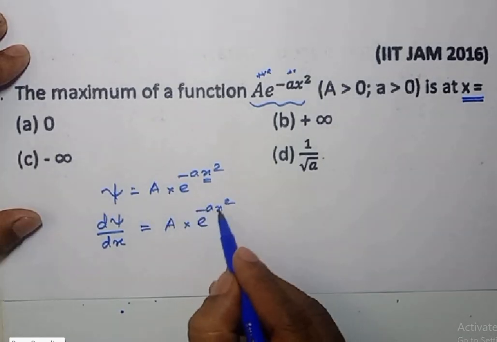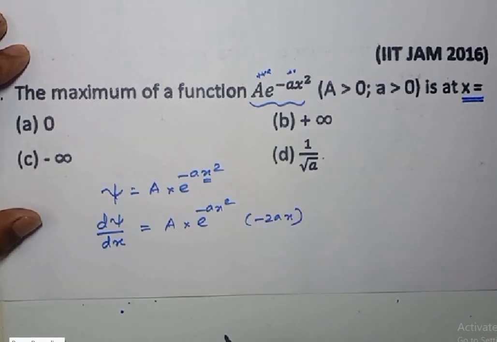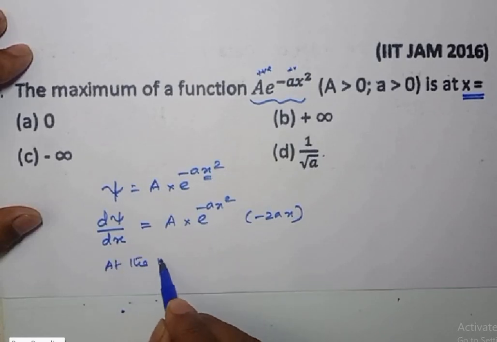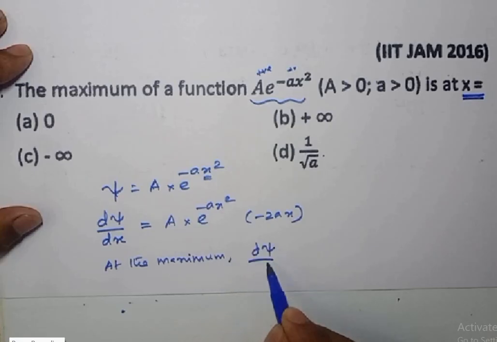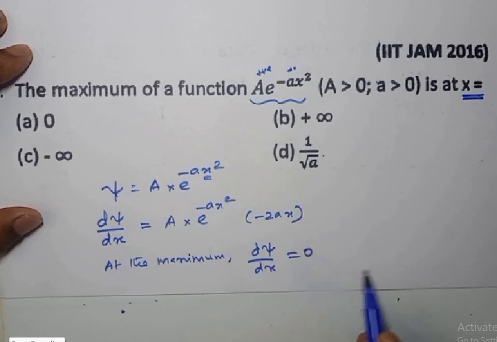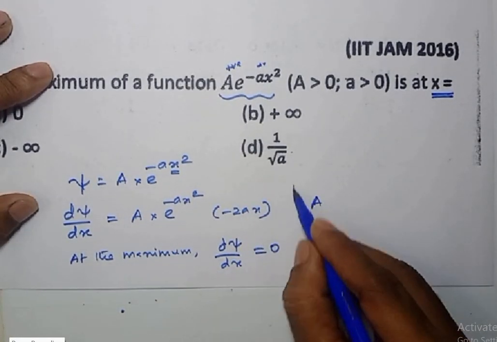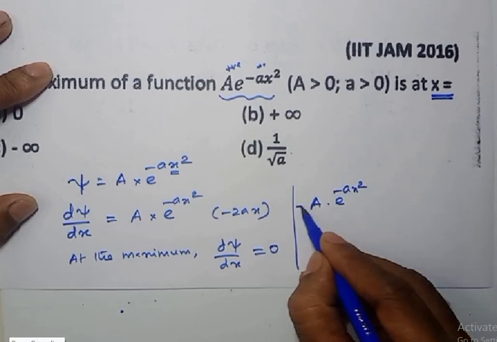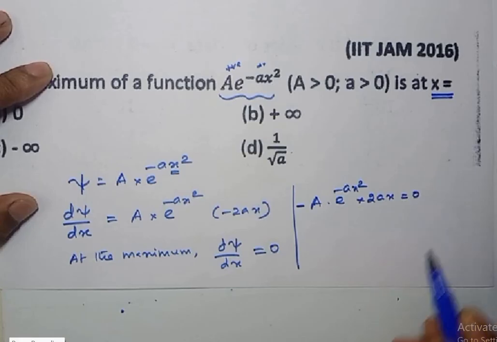Then if you differentiate the power term, you will get minus 2ax. So this is the first derivative. Now at the maximum, d psi by dx, also called slope, it should be 0. So we should put this value equal to 0. So a into e power minus ax square, I'll bring minus in front, 2ax equal to 0.